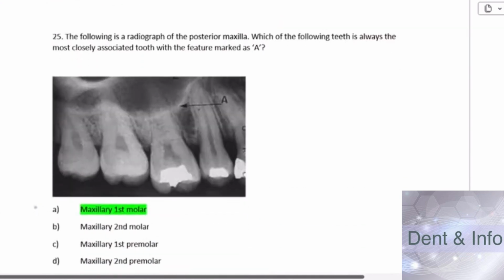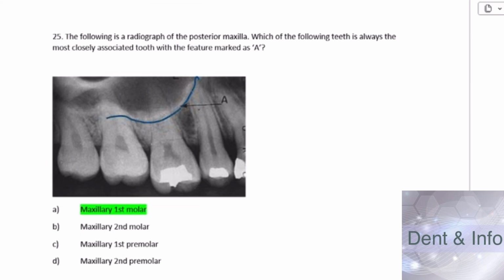Next, the following is a radiograph of the posterior maxilla. Which of the following teeth is always the most closely associated tooth with a feature marked as A? So again, an indirect kind of question. First of all, identify what is feature marked A. They're not asking what is A, but we can see that A is the floor of the maxillary sinus. And the question is which of the following teeth is always most closely associated, means most nearest, most closely associated tooth with the floor of the sinus. We know that it is the maxillary first molar.